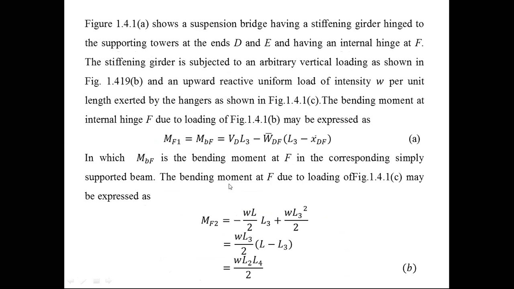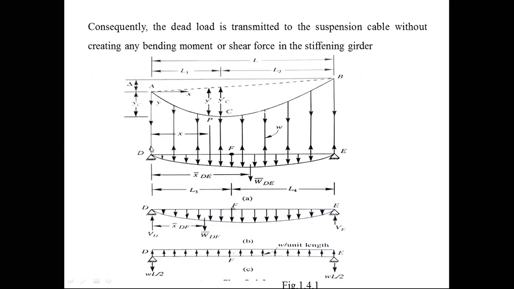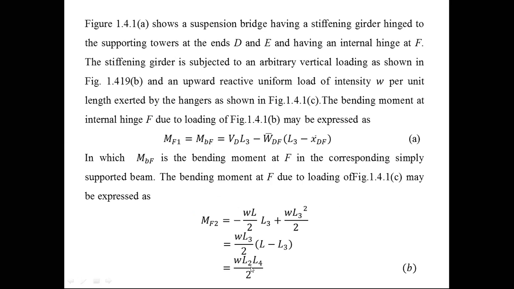You can see it in the PPT slide. Minus WL by 2 is the downward reaction due to the upward uniform distributed load, acting at L3. You are taking moment about F, and I am simplifying all these things. You get W L3 L4 by 2, because L minus L3 is L4. We can see here the total length is L, and L minus L3 means it is L4. Simply, I have written it as W into L3 into L4 by 2.